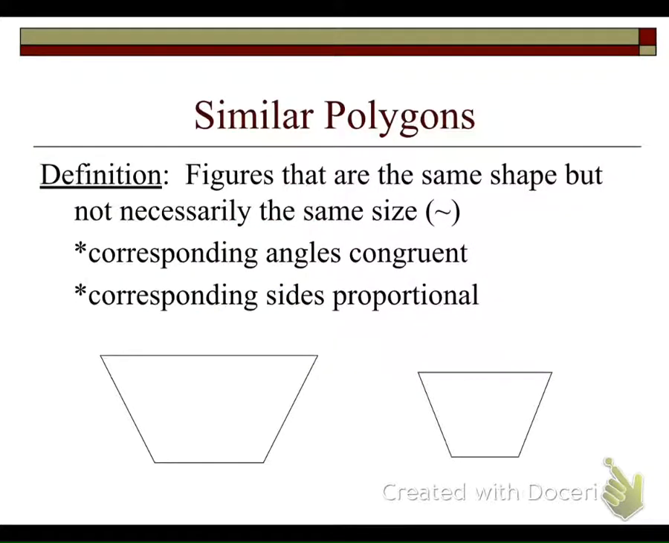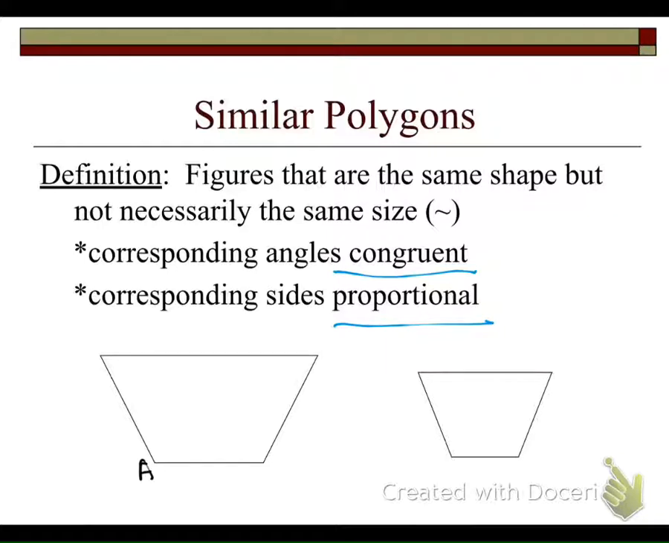So similar polygons are figures that are the same shape, but not necessarily the same size. And then we see that corresponding angles are congruent, and that corresponding sides are proportional, which is what we saw in our Three Stooges activity. Now I'm going to label these 2, and I ask that you label them as well, so we can do the next part of this.